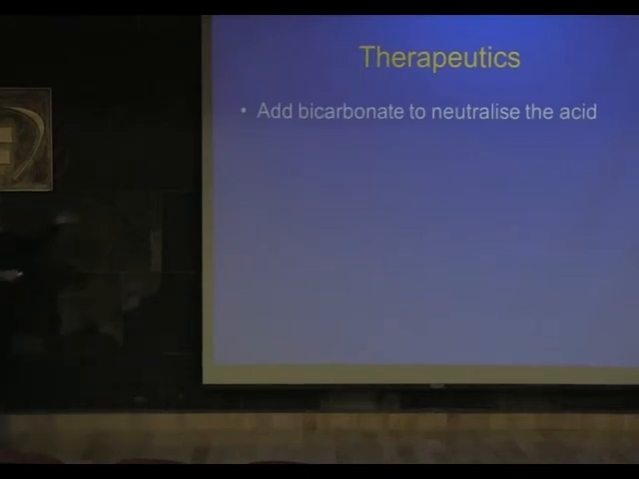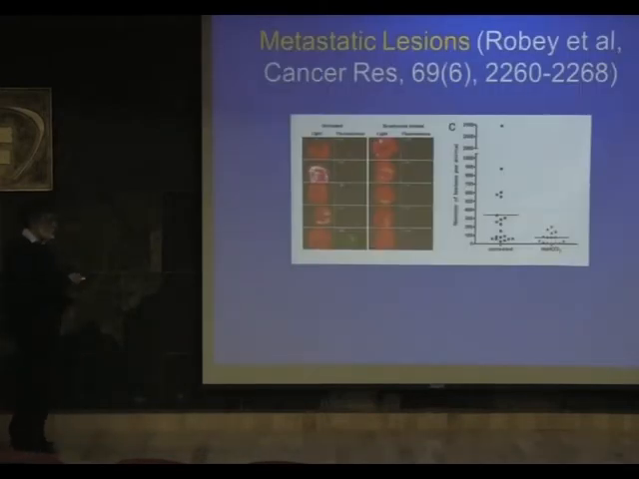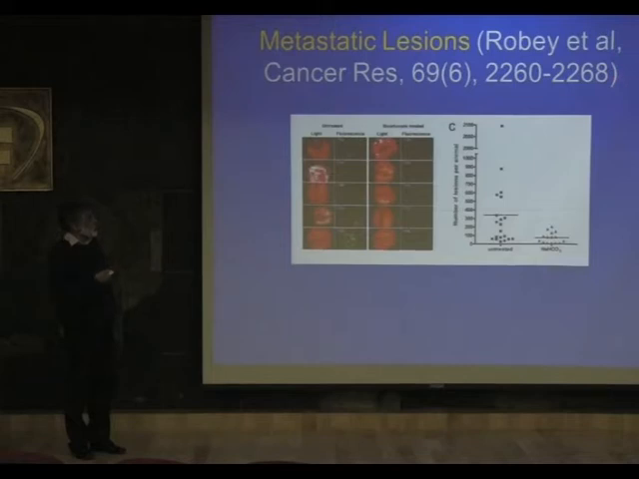And then an obvious corollary of this is that if acidity is being used by the tumors to invade, then if you add bicarbonate, you should neutralize the acid and slow down the invasion. And so here, probably look at this picture here. What they did then, this is work by Ian Roby and colleagues, is that they put tumor cells into a mouse, implanted the tumor cells in the mouse, made them fluorescent, and then looked at metastases, looked at how these cells invaded.